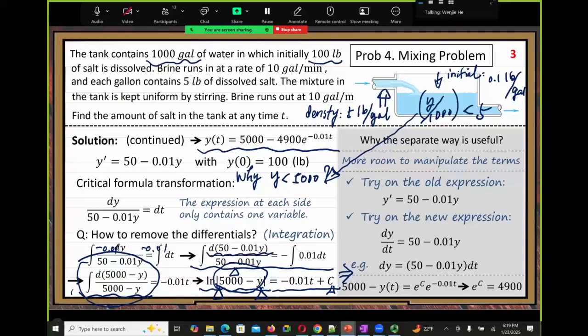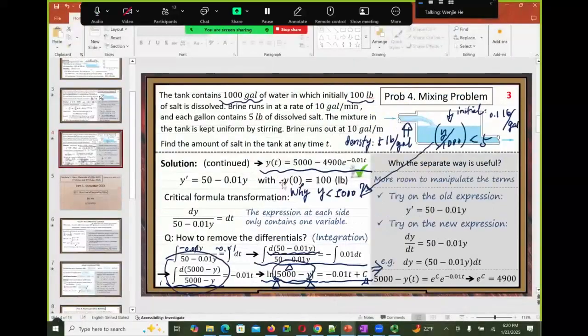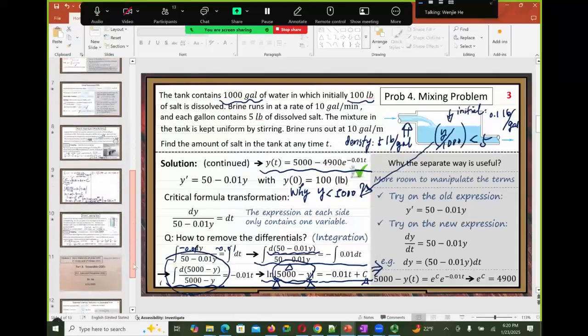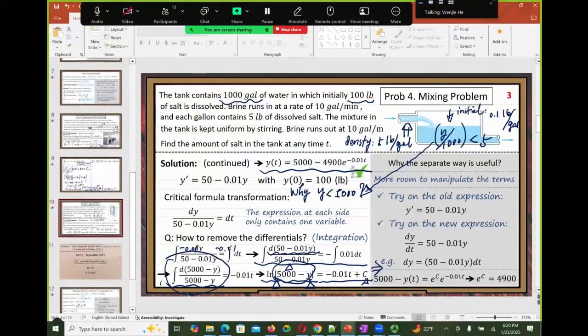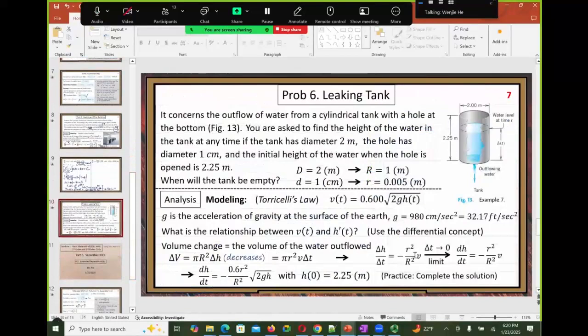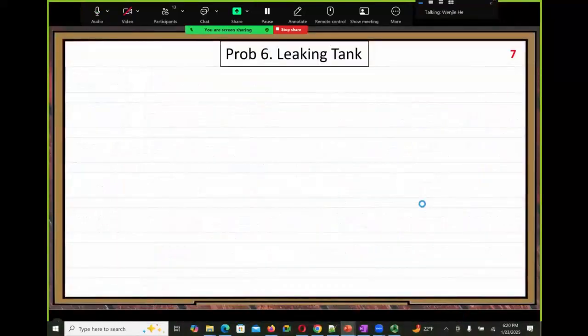Let me get out, because I need to skip a few slides and move to the new problem. Yes, this is the new problem. All right. The leaking tank problem, number 6.